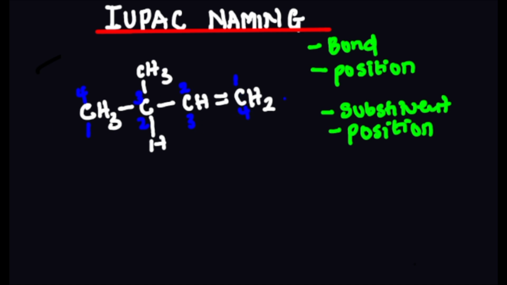Having 4 carbon atoms, that's going to be but, right? 4 carbon atoms is basically but. And if you look at this very well, the double bond is on position number 1. We're going to have but-1-ene. That's basically what we're going to have.